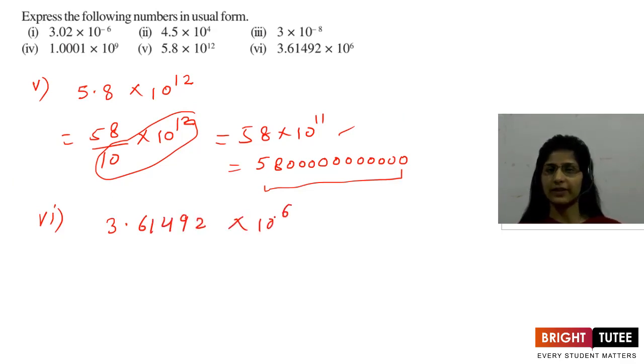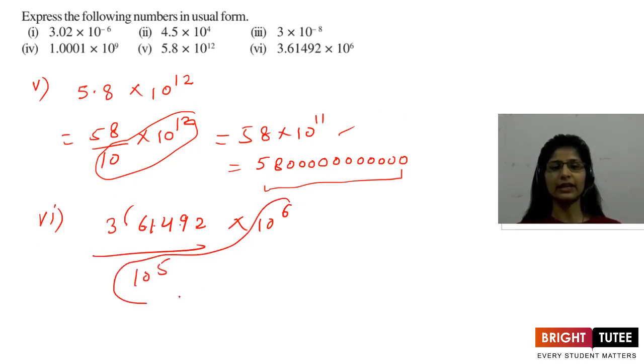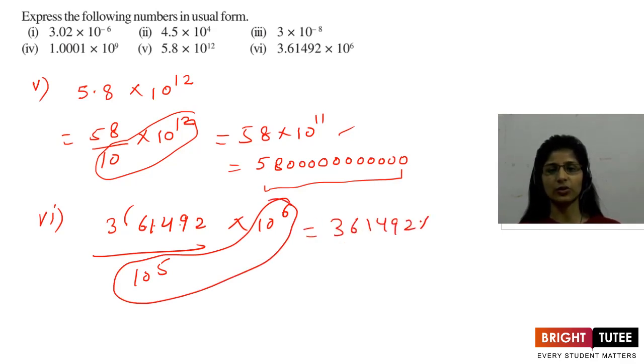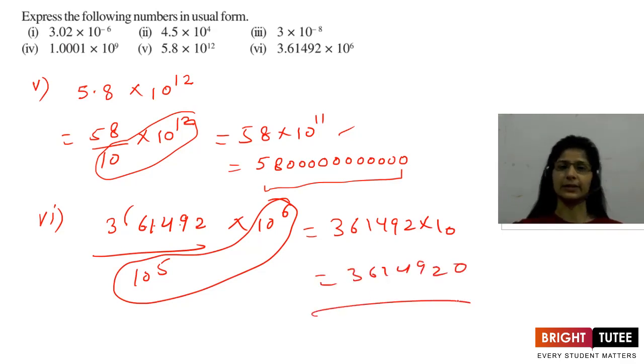3.61492 times 10 to the power 6. If I remove this decimal, 1, 2, 3, 4, 5, so 10 to the power 5. Solving it, we will just be left with 10. So we will get 361492 into 10, which is 3614920. This would be the answer.